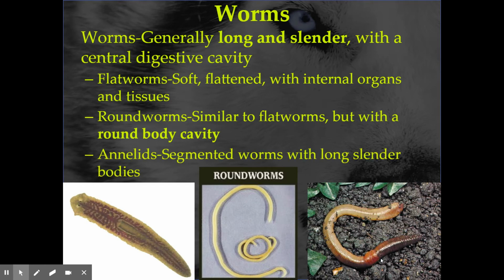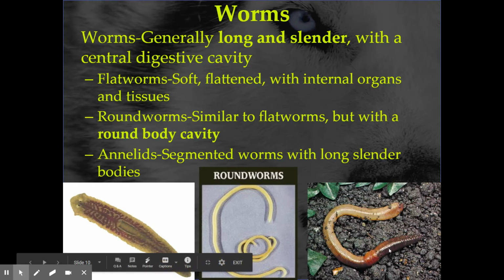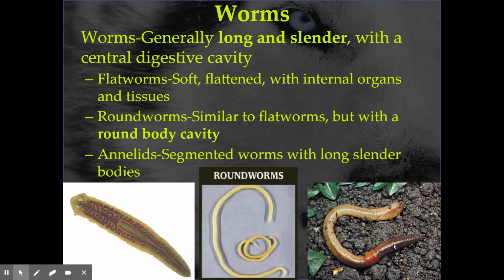And annelids are your segmented worms. They have individual body parts. If you've ever looked at an earthworm with any detail, you can see individual rings going around to individual little segments. That's what sets them apart.